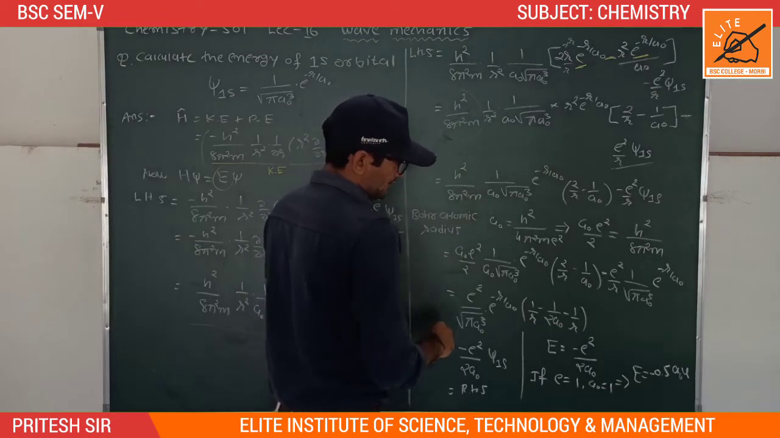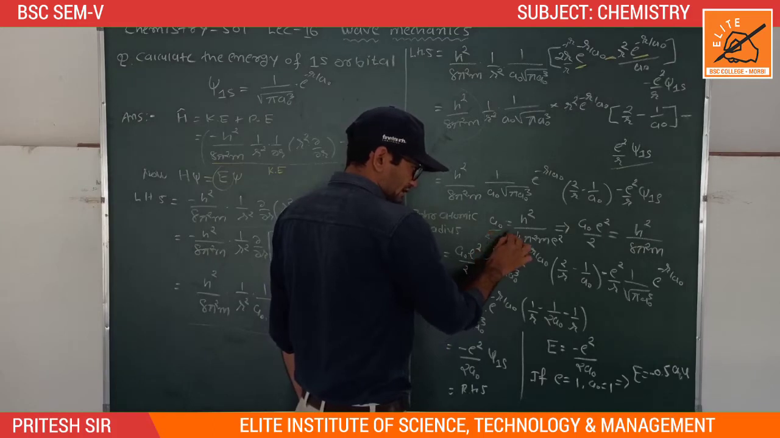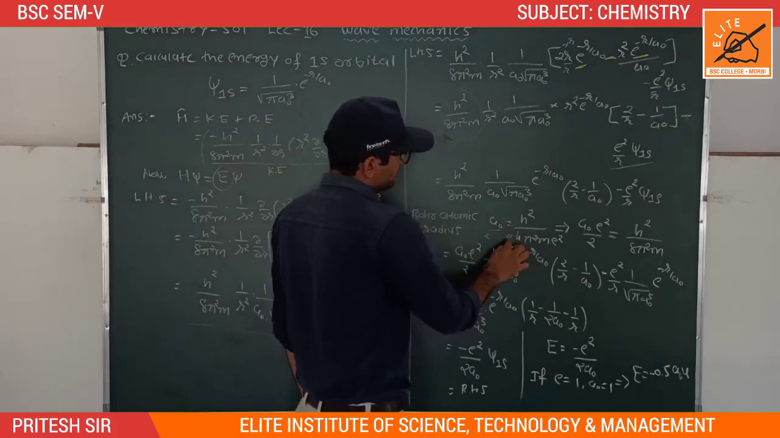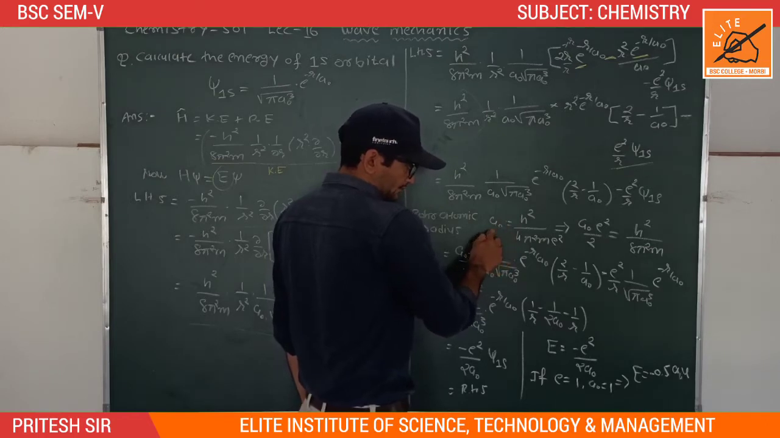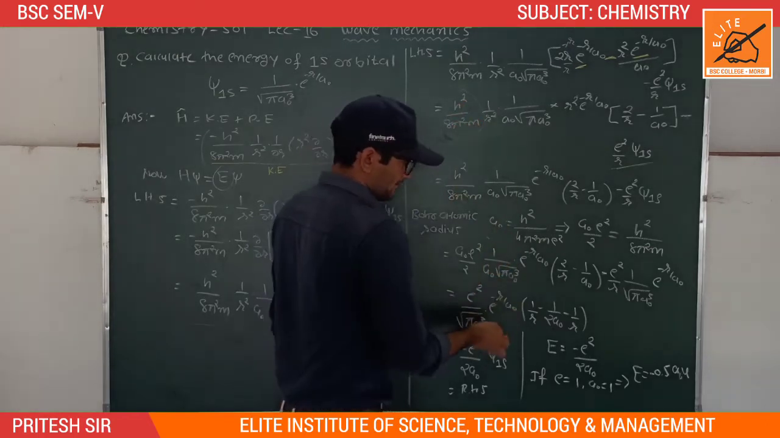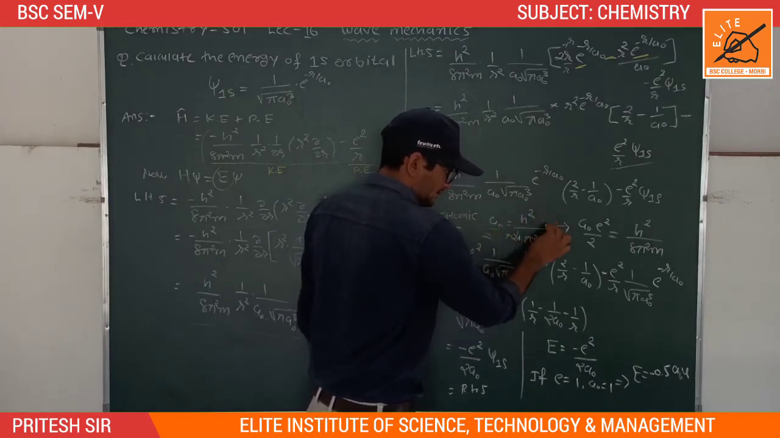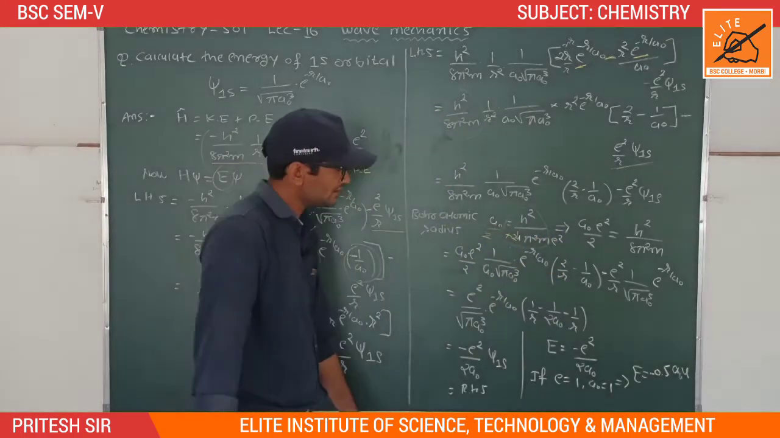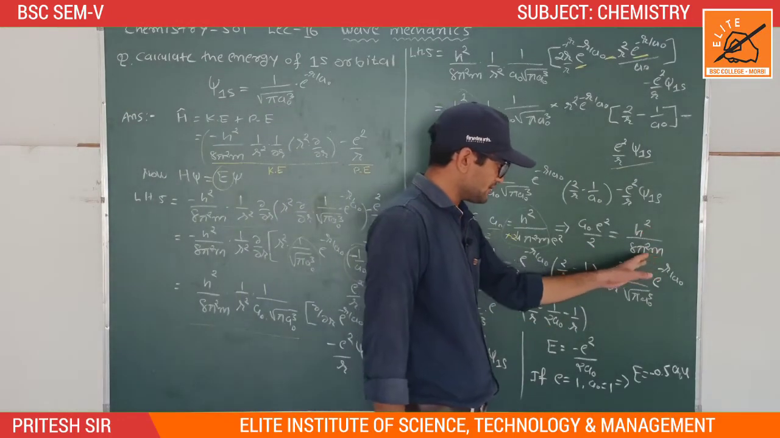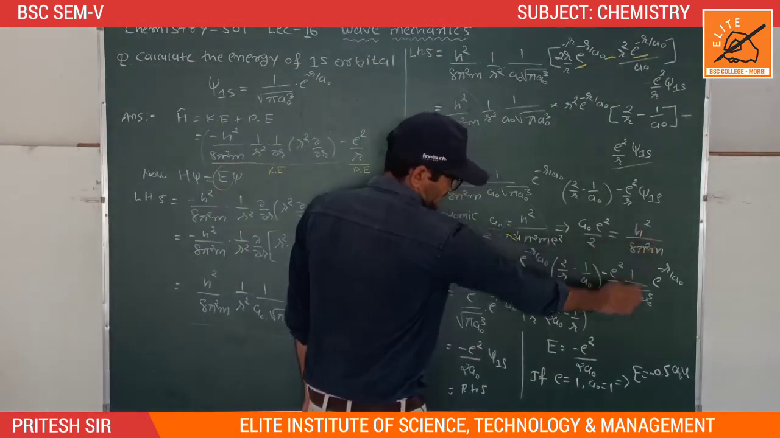So here I divide this equation by 2 on both sides, so 4 into 2 becomes 8 pi square m. Here e square is in the denominator, so it goes to the numerator. So h square upon 8 pi square m is equal to a0 into e to the power 2 divided by 2. Okay, so the value of h square upon 8 pi square m is equal to a0 e square divided by 2.